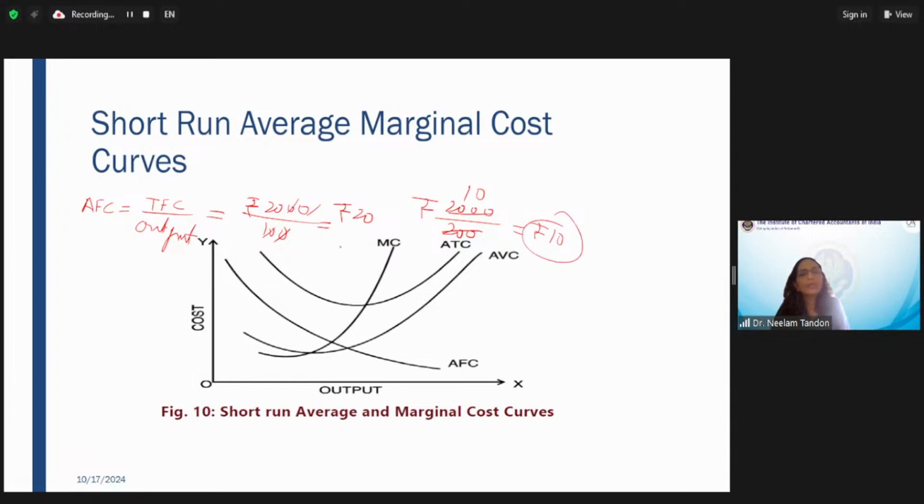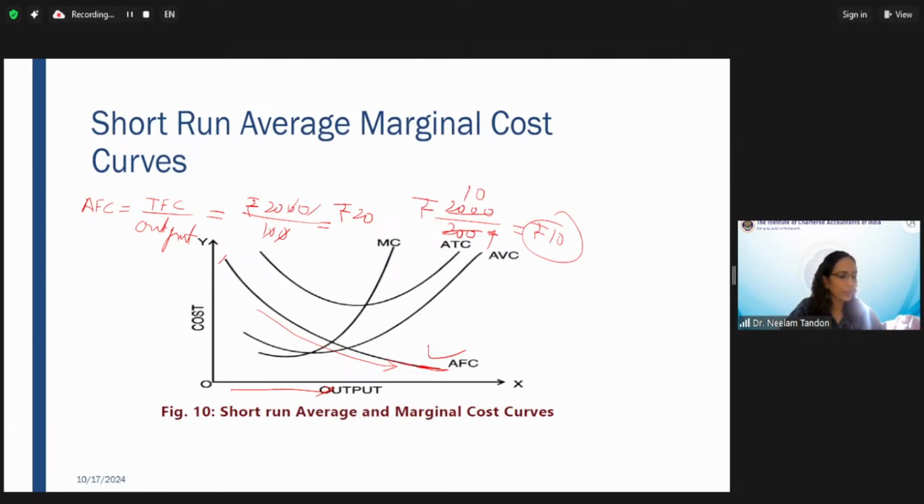So as we are increasing the denominator, that is output, as we are moving from left to right, output is increasing. You can see here average fixed cost is decreasing. So average fixed cost decreases with an increase in output. And as you increase the output, average fixed cost starts decreasing. And that's why it has come over here. Okay, so this is AFC. So average fixed cost will be downward sloping.